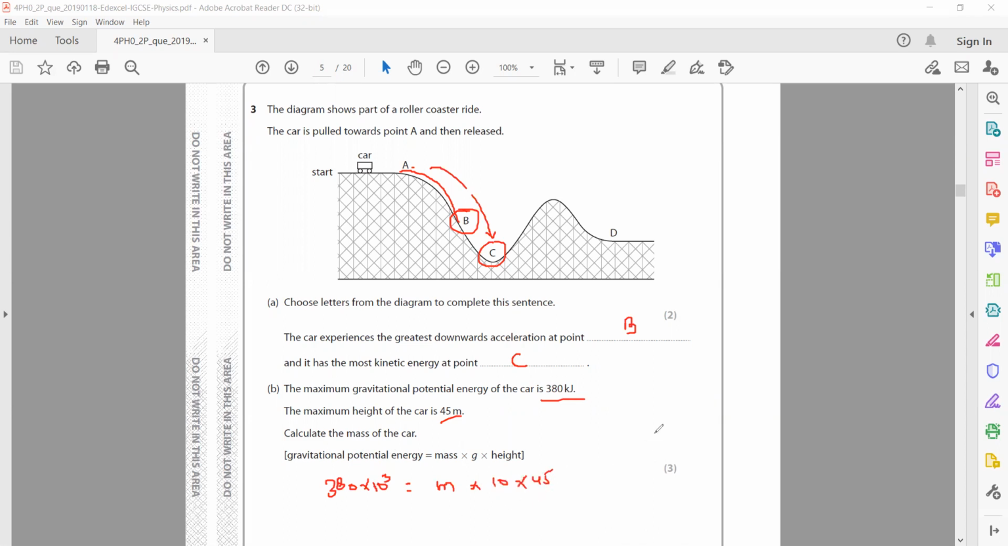So this will be divided. So the mass after substitution, 380 times 10 to the power 3 divided by 450, which will come out as 840 kilogram.